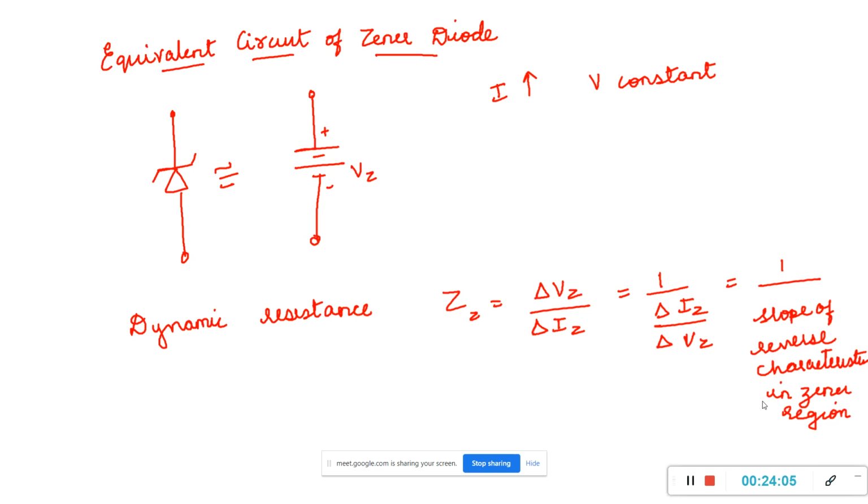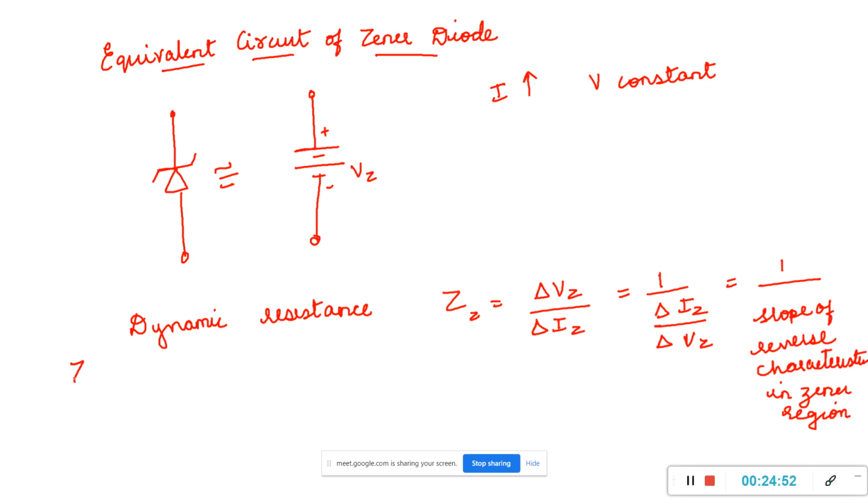Okay. So this is about the dynamic resistance. Zener has a small resistance inside it. So in the Zener region, this resistance is called dynamic resistance and it is known as small z. Practically, a small change in the Zener current delta IZ produces a small change in the Zener voltage. If current changes, then voltage also changes. So the ratio of delta VZ to delta IZ is called Zener resistance. Okay. So this is about the equivalent circuit of the Zener diode.